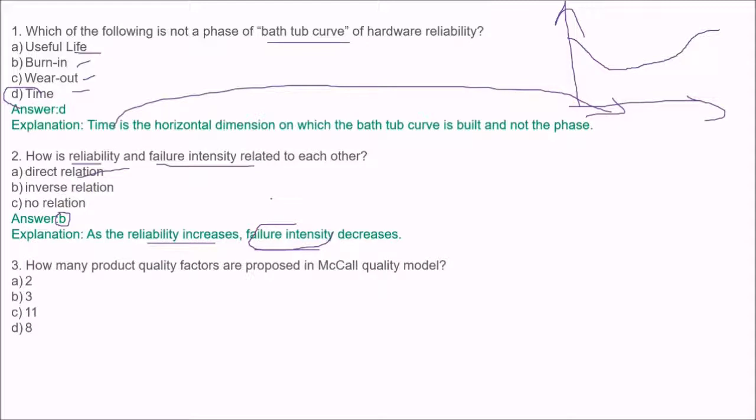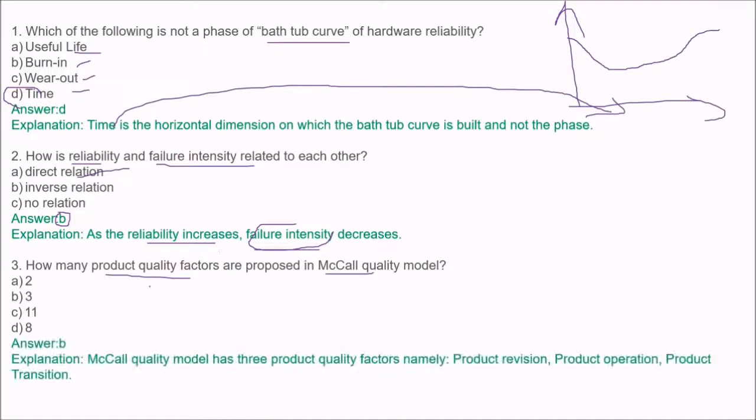failure intensity increases. Next is how many product quality factors are proposed in McCall quality model. The answer is B. There are three, and the product quality factors are proposed in three parts: first product revision, then product operation, and then product transition.